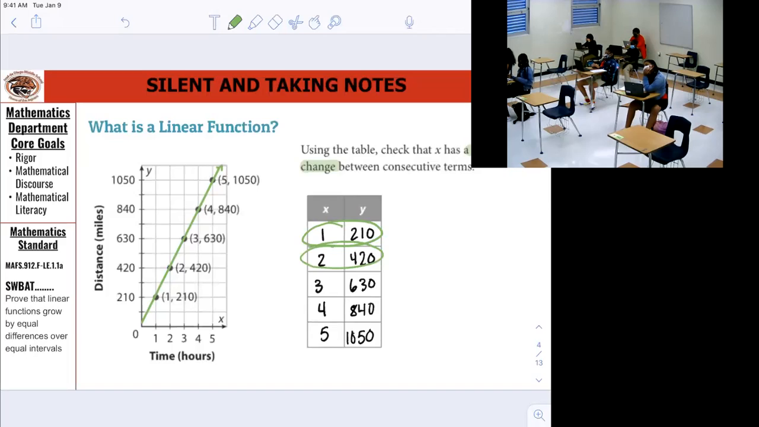And the reason I want you guys to do it between the first 2 points, second 2 points, and third 2 points is because it's like a 3 strikes, you're out kind of thing. You want to check 3 times just to make sure that it's perfectly linear. Because sometimes you'll check the first 2 and it's fine, and then the third 2 is the one where it throws you off. So we always want to be perfectly sure.